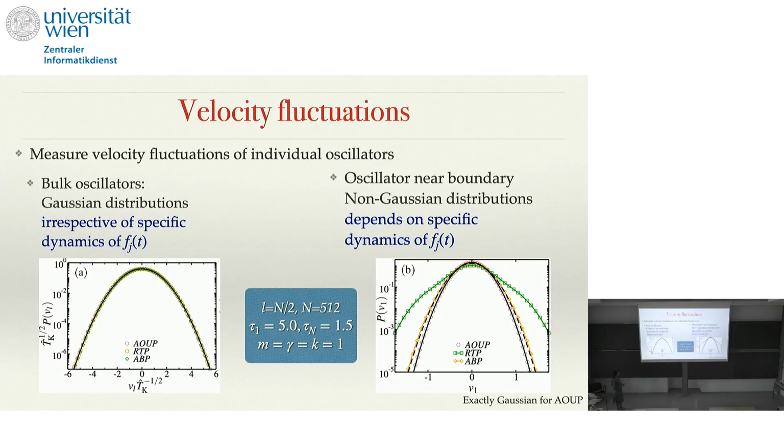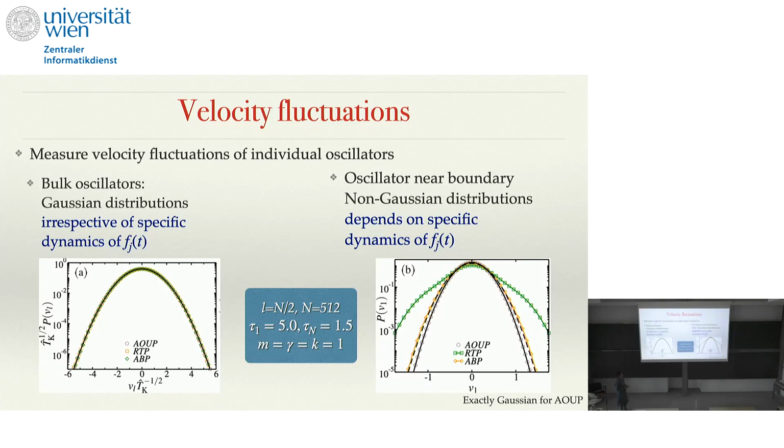So by looking at velocity, at least the typical fluctuations, we haven't seen the large deviations or anything, but the typical fluctuations are described quite well by Gaussians. On the other hand, if we move towards the boundary, then we start to see some deviations. Here, this green curve is the velocity distribution of the first oscillator when the active force is RTP. Then we start to see that these are really different.